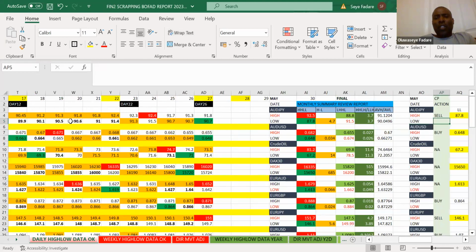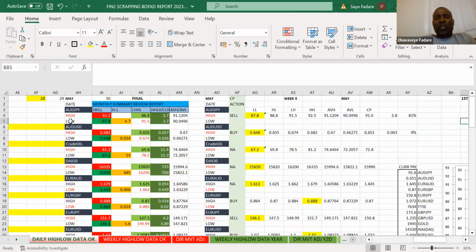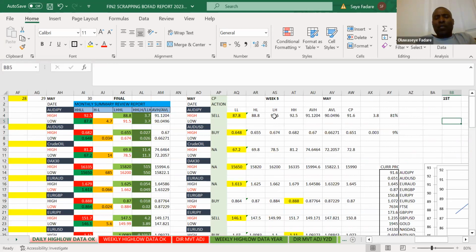Okay. So the next point as well is what is the lowest of the high and what is the highest of the high. So this is the lowest of the high and this is the highest of the high based on this period. Okay. Now this is the average high and this is the average low and this is the current price.